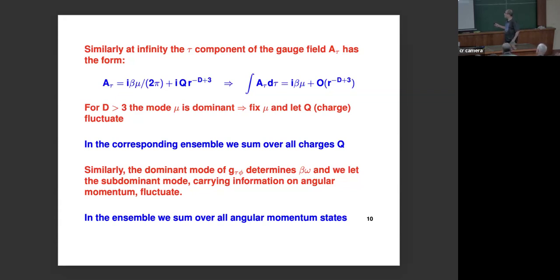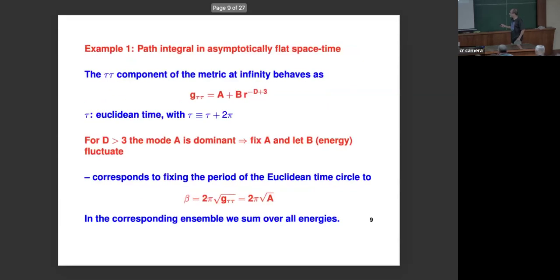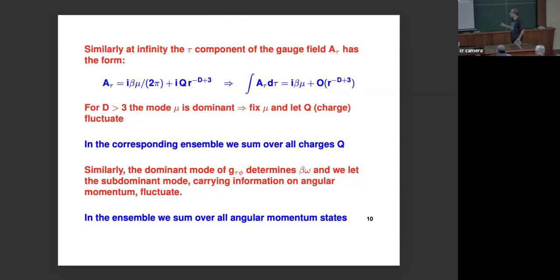Because this falls off for d larger than 3, this is dominant. And so the natural boundary condition will be to fix this. Beta we have already fixed. Beta was this period that we had here. So the natural boundary condition is that we fix mu and let this mode fluctuate, and letting this fluctuate means that we let the charge fluctuate. So in the corresponding ensemble on the statistical side, we basically sum over all charges.